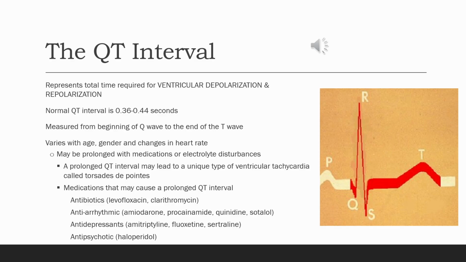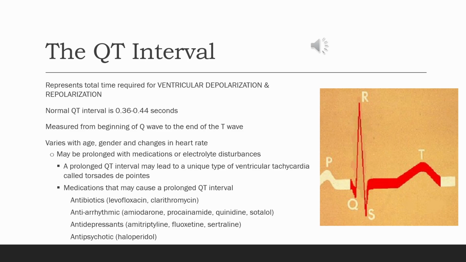A normal QT interval ranges from about 0.36 to 0.44 seconds. But this is going to vary depending on age, gender, and the heart rate. A slower heart rate can lengthen the QT interval, and a faster heart rate can shorten it.